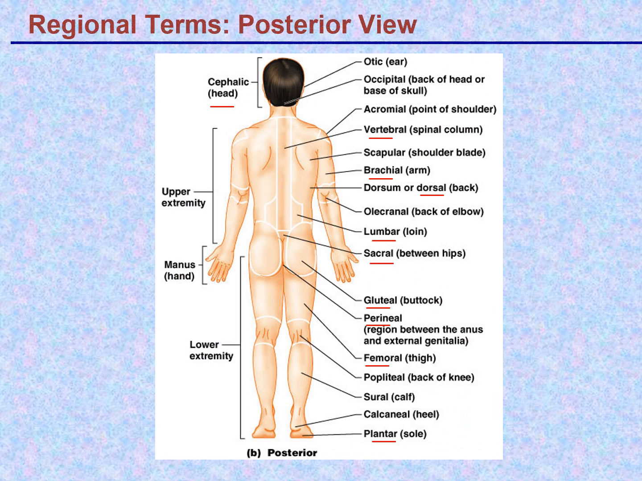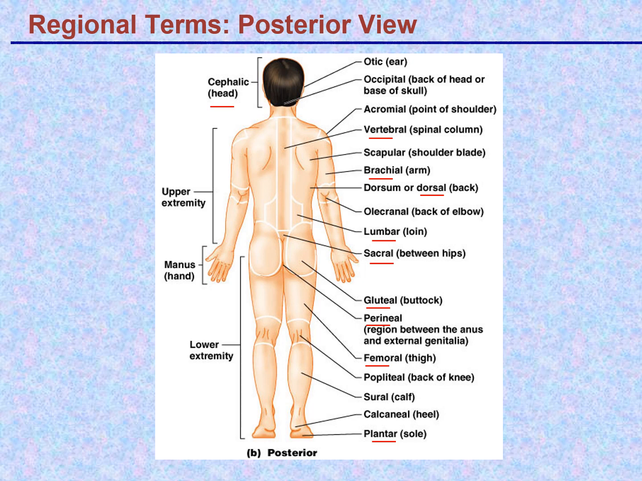This is the rear view, perineal, gluteal, femoral. Many of these terms, these adjectives, are used to describe substructures in the body. The lumbar spine, the brachial artery, the femoral vein, the vertebral column. All these things, a plantar wart, that means a wart on the bottom of the person's foot, sole of their foot. So all of these are useful.